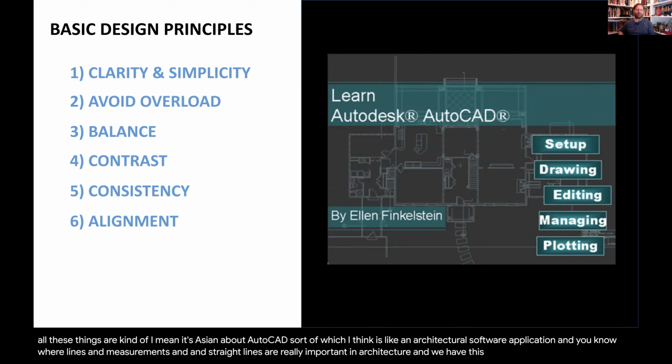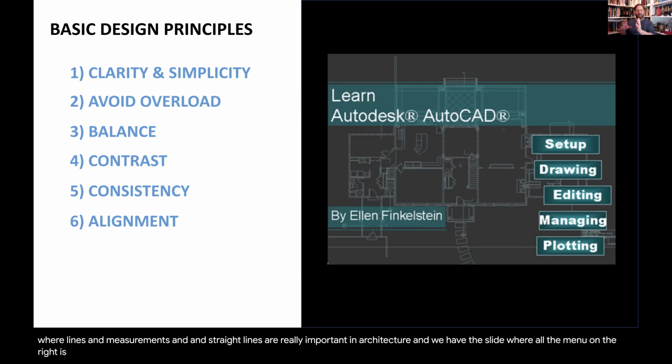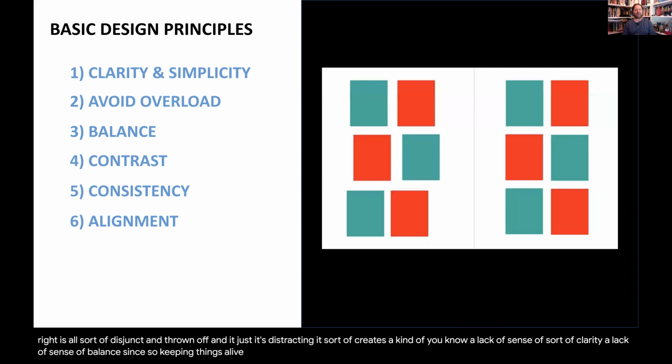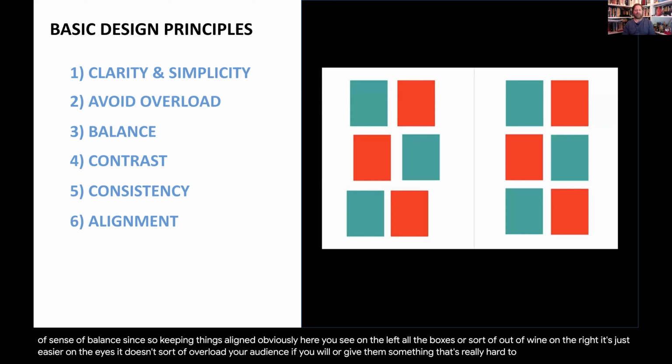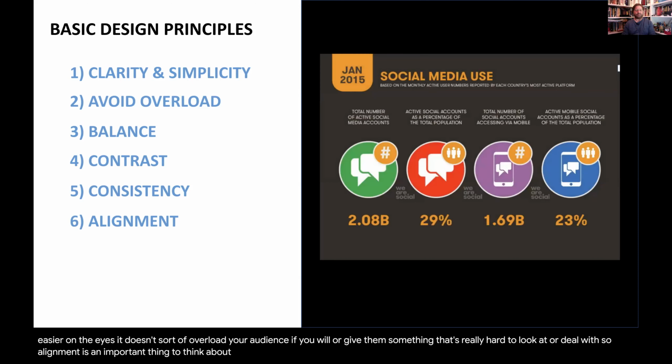And we have the slide where all the menu on the right is disjointed and thrown off, and it's distracting. It creates a lack of clarity, a lack of balance. So keep things aligned. Here you see on the left, all the boxes are out of line. On the right, it's just easier on the eyes. It doesn't overload your audience, if you will, or give them something that's really hard to look at or deal with. So alignment is an important thing to think about.